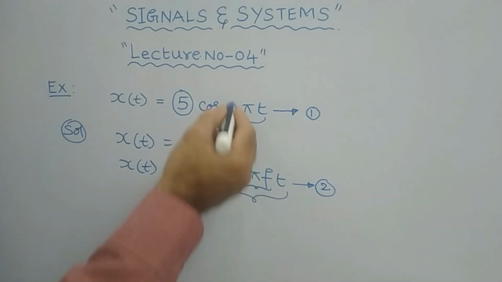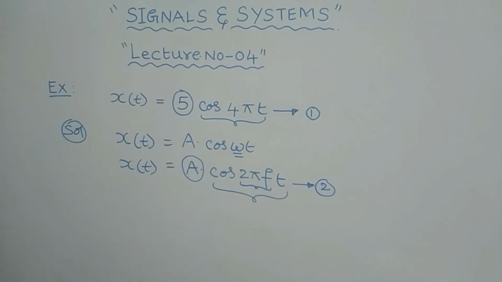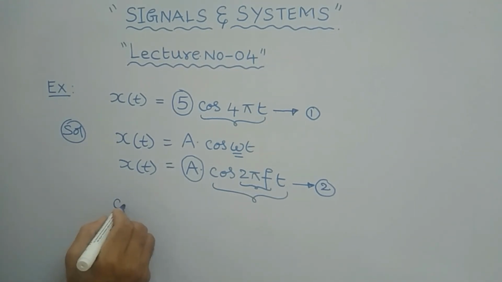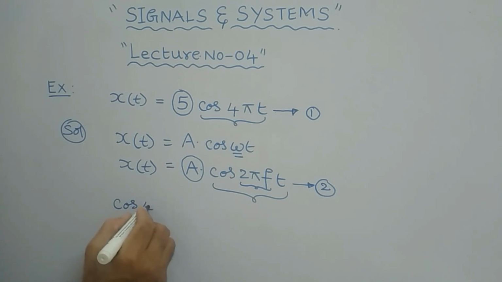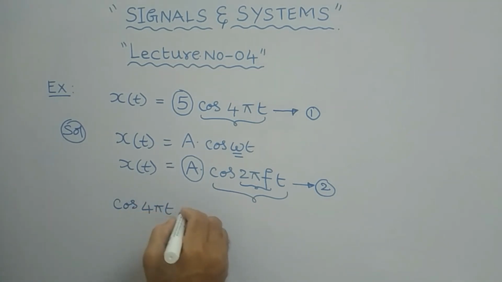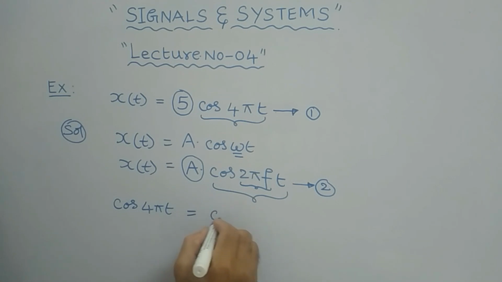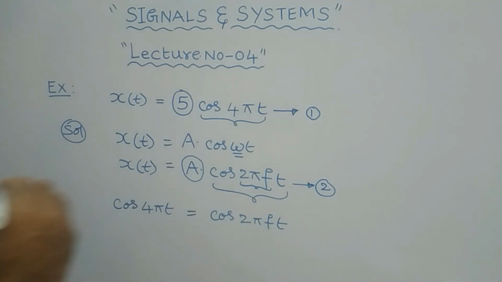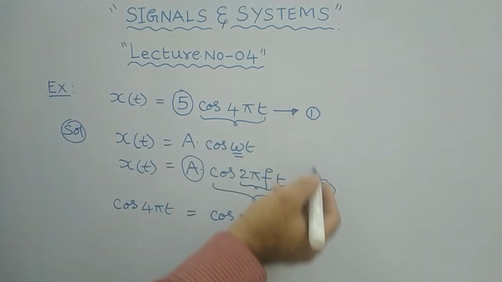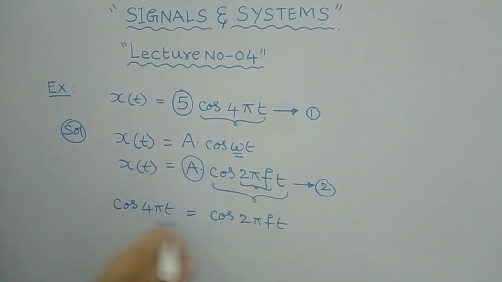Now compare these two, equation 1 and equation 2. Then what will you have? Cos 4 pi into t is equal to cos 2 pi f into t. If you equate equation number 1 and equation number 2, this is what you will have. On both sides, the cos term and cos term will get cancelled. Similarly, the time t and time t will cancel out, and pi and pi are also cancelled out.